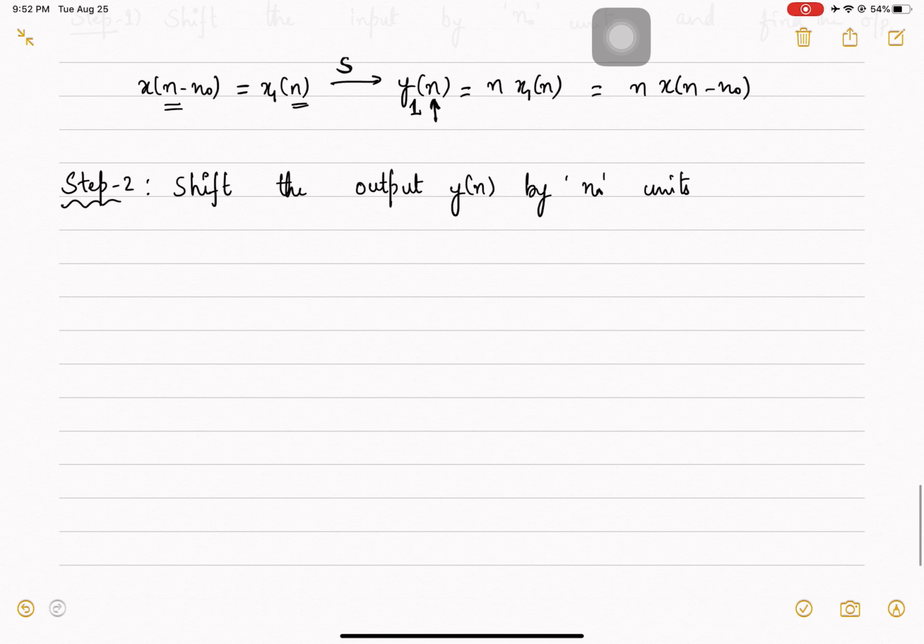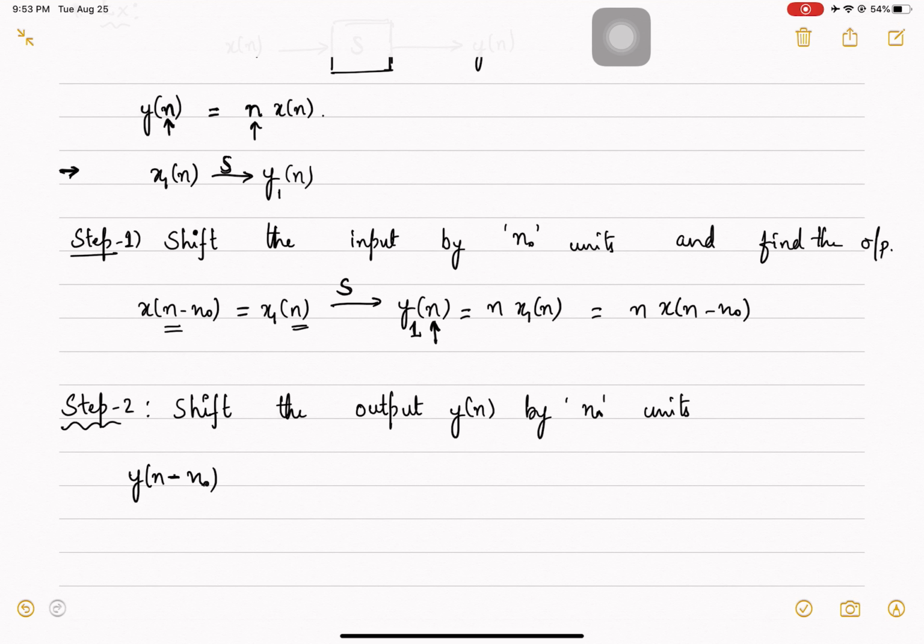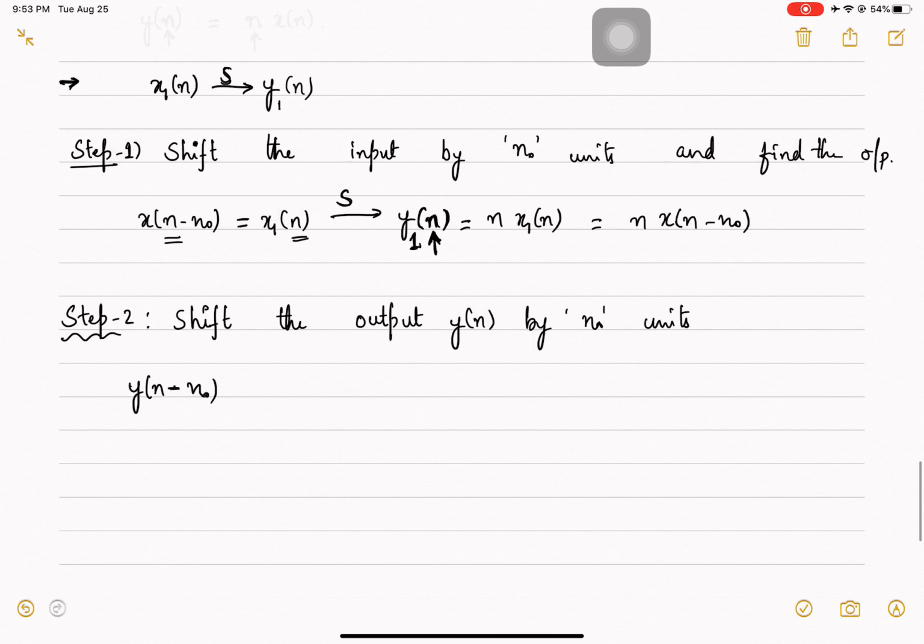Now I'll take the output y of n and shift it by n naught units. Mind you, here I was finding the output, I just used a different notation. You can call it y1, p1, q1, it doesn't matter. What matters is the index n. So I shifted the output by n naught units. Now the instant at which I am measuring the output is not n, it is n minus n naught, which means my output will be n minus n naught into x of n minus n naught.